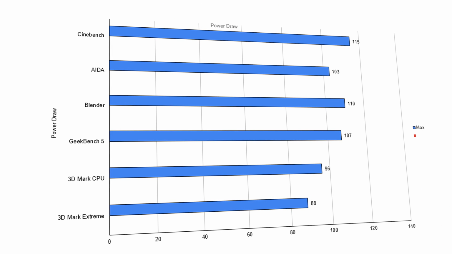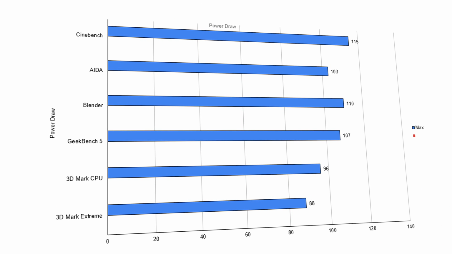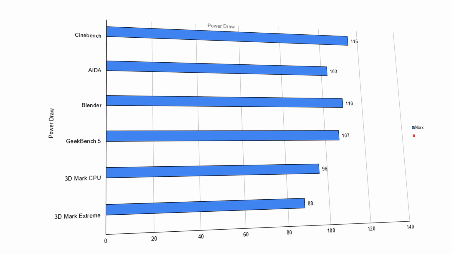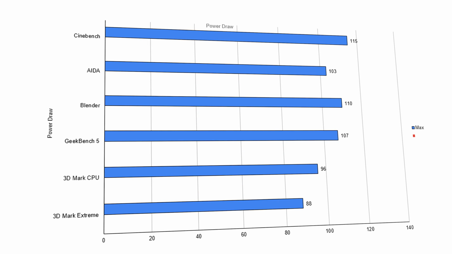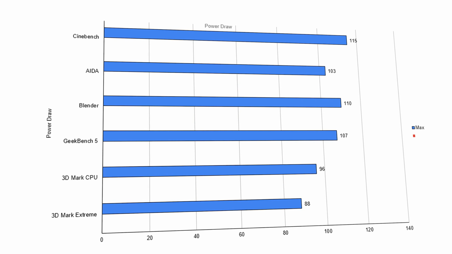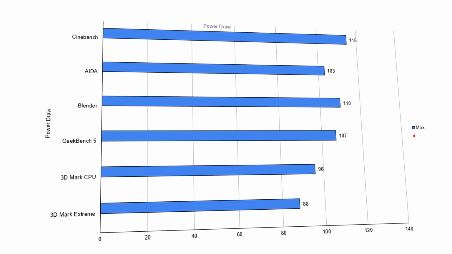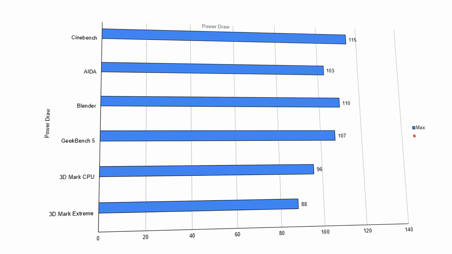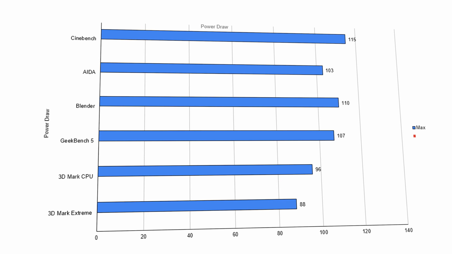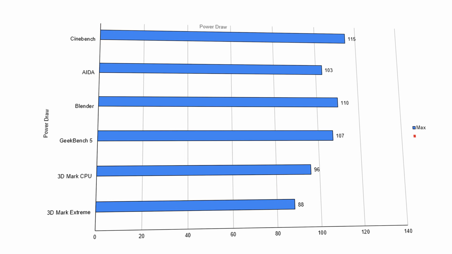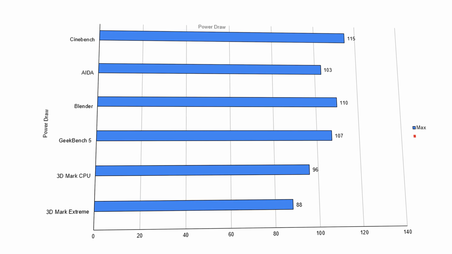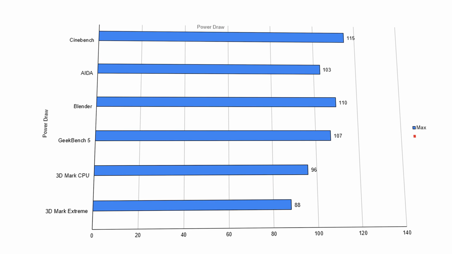Onto power draw, and pretty much the most impressive thing for me during this whole review was just how lean the power draws on the 7600X were in conjunction with its performance. Cinebench 115, Ada 103, Blender 110, Geekbench 5 107, 3D Mark CPU 96 and 3D Mark Extreme 88, but that's obviously going to be a lot more GPU dependent.